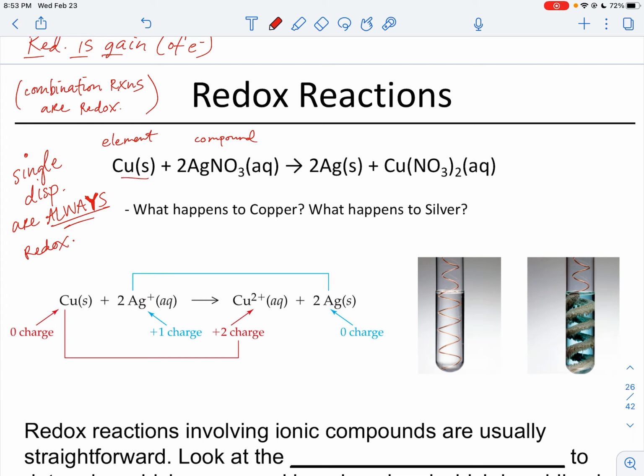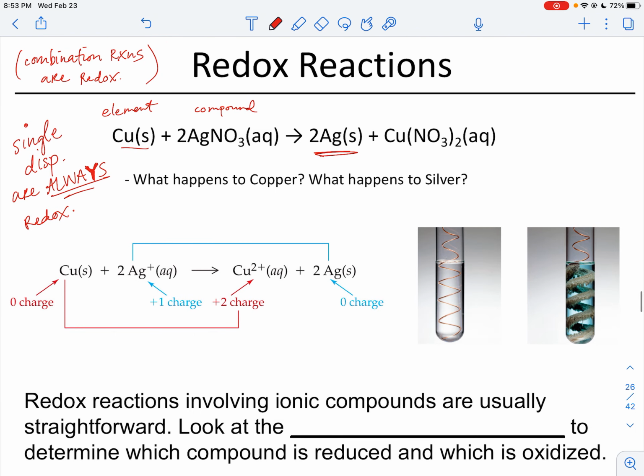So what is happening? We have copper, and essentially it's just trading places with silver. Copper is joining up with nitrate, and then we have silver by itself on the product side. What happens to copper and what happens to silver? Let's think about it from an electron standpoint, because redox is all about trading electrons. So let's assign charges to all of these things. Copper is by itself, so it's not a cation or an anion right now. It's just an element, and elements don't have any charge, so we're going to put a 0 on copper.